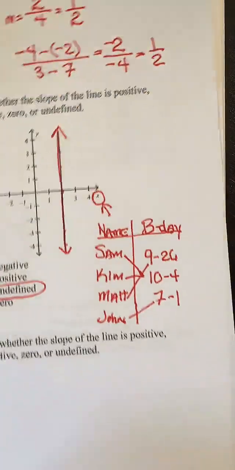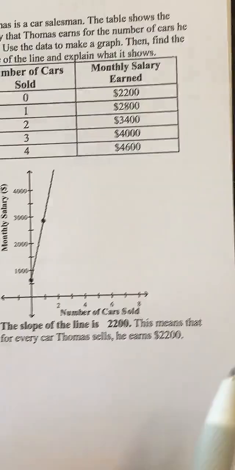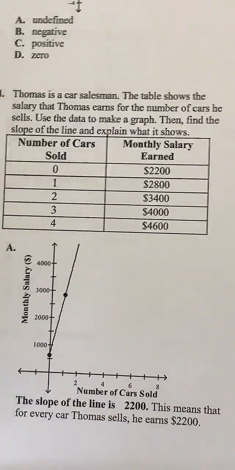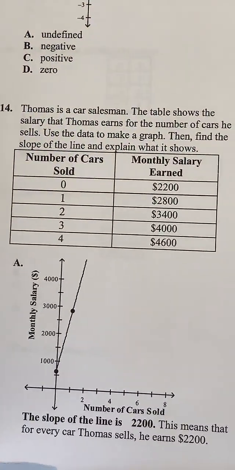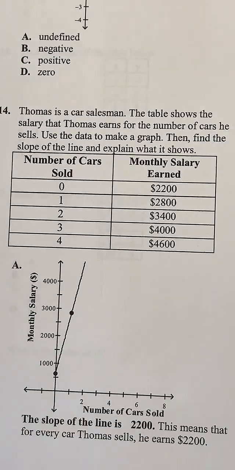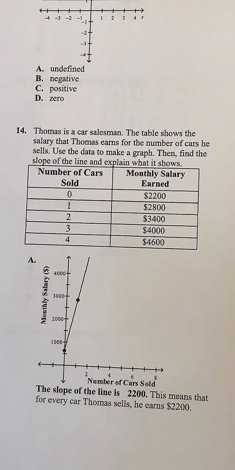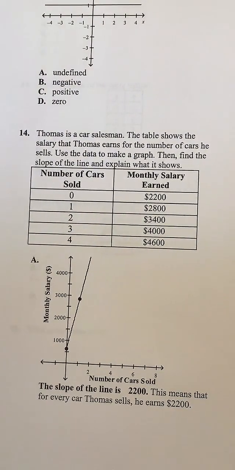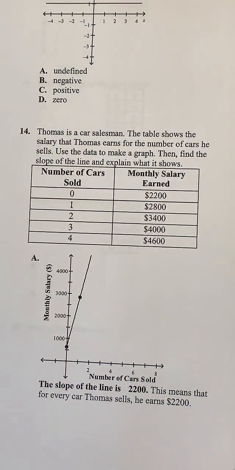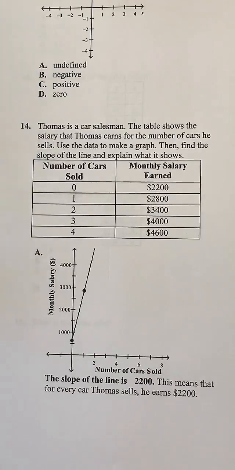All right? Okay. Couple more, and then actually I'm going to skip over and I'm going to go right to this number 14. Let's see if we can get a little bit pulling information out from a word problem. So let's get it. So Thomas is a car salesman. The table shows the salary that Thomas earns for the number of cars he sells. Use the data to make a graph, then find the slope of the line and explain what it shows. All right, so I know it's going to be all kinds of crazy.